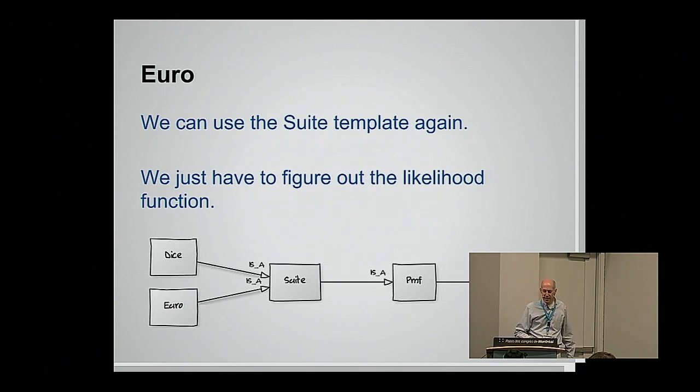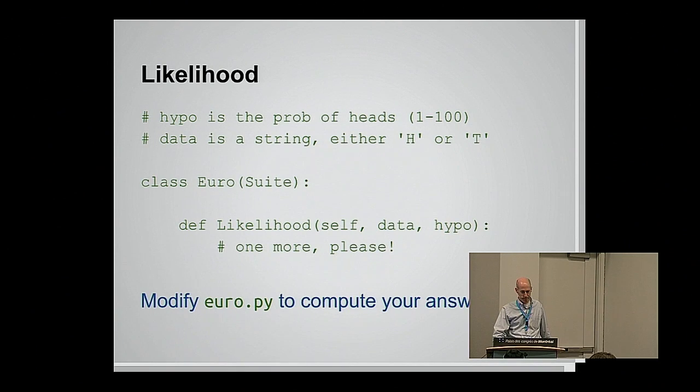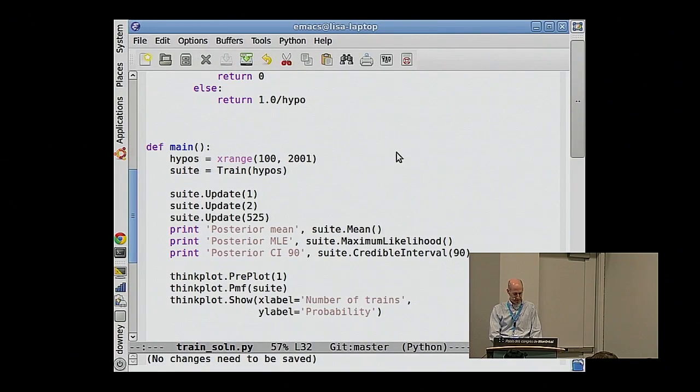We're going to use Suite again. Now I'm going to define a new class called Euro that, again, is going to inherit from Suite. So it gets the update function, and all we have to do is write the likelihood function. So open up euro.py and take a look at likelihood.